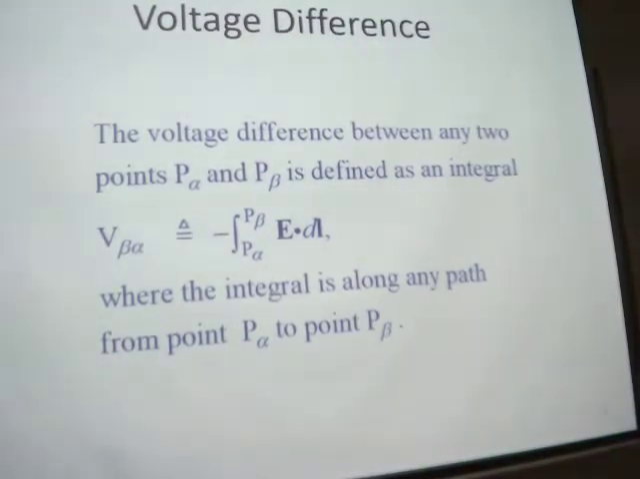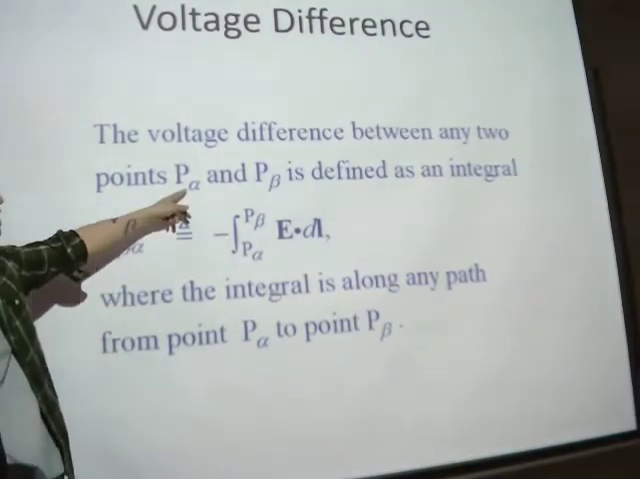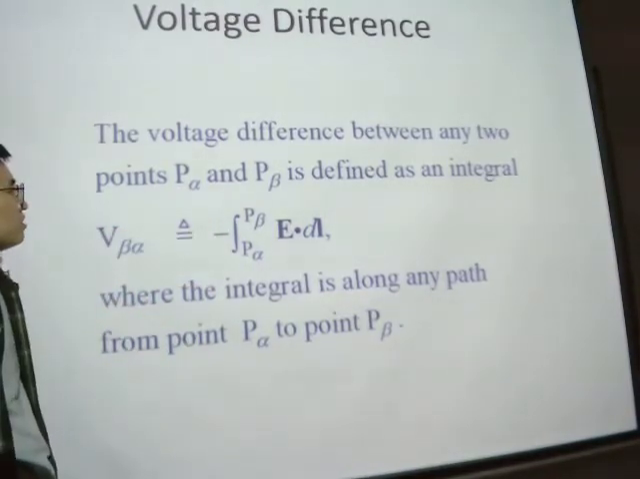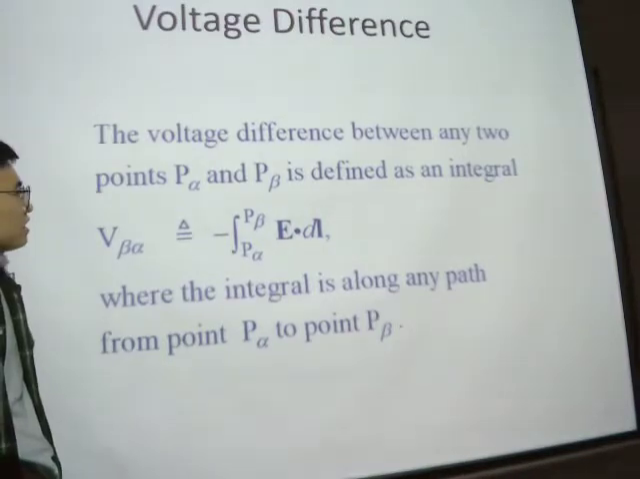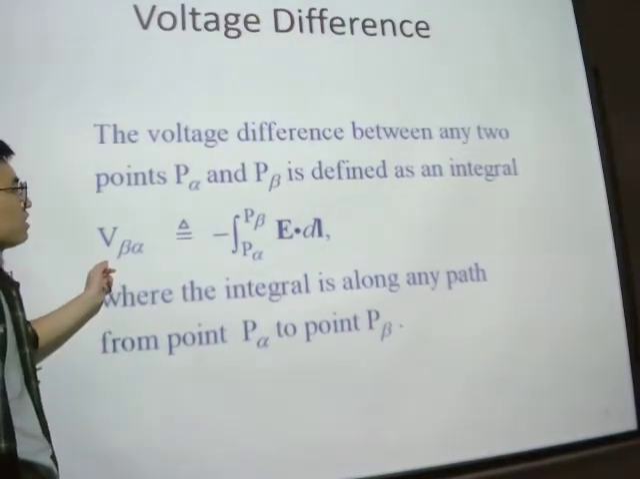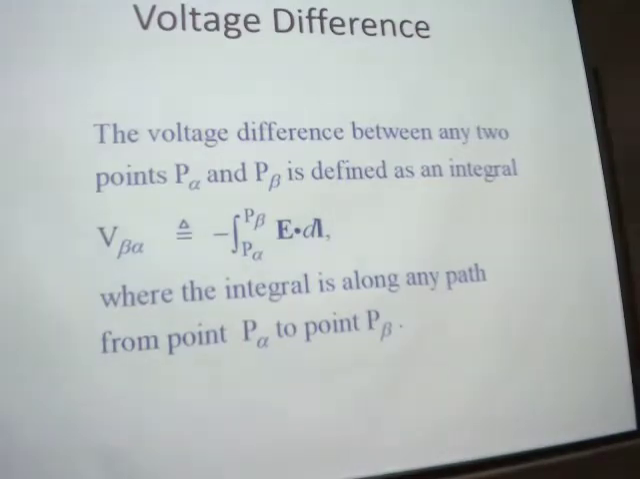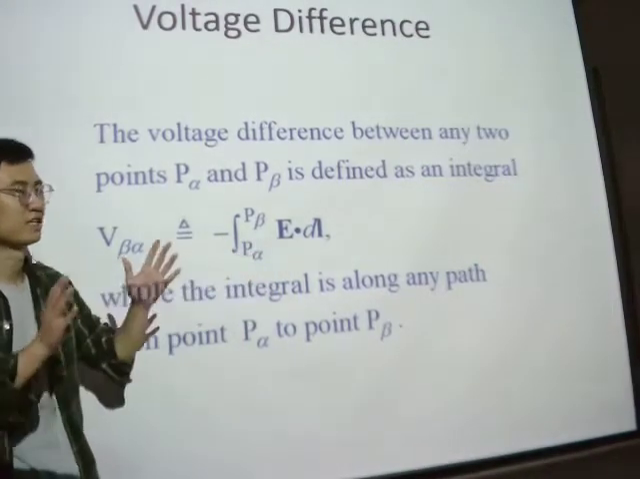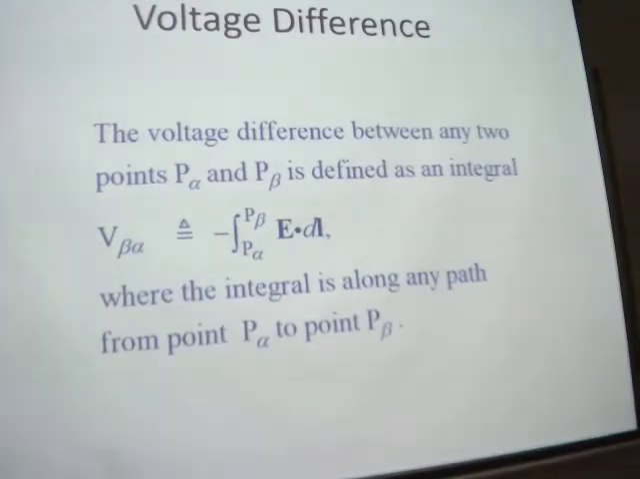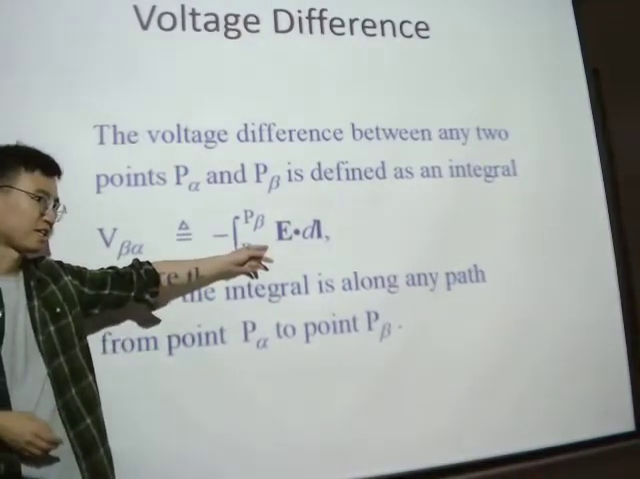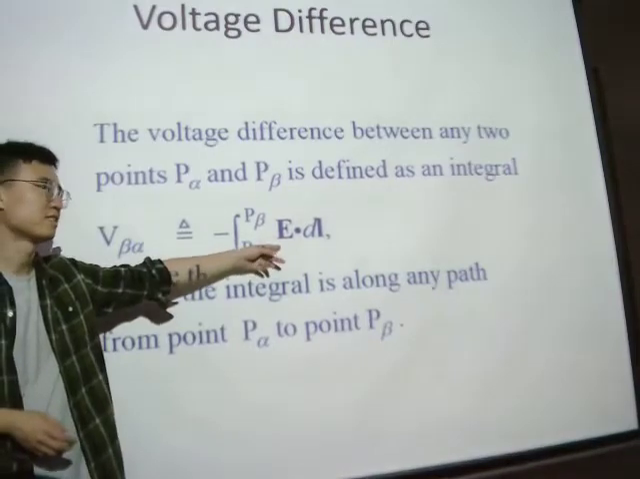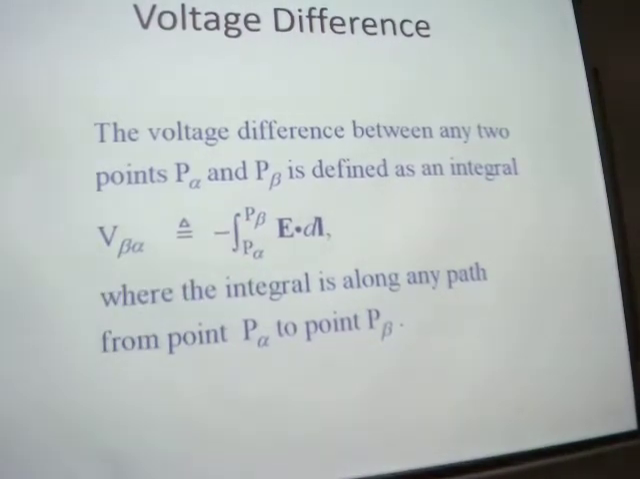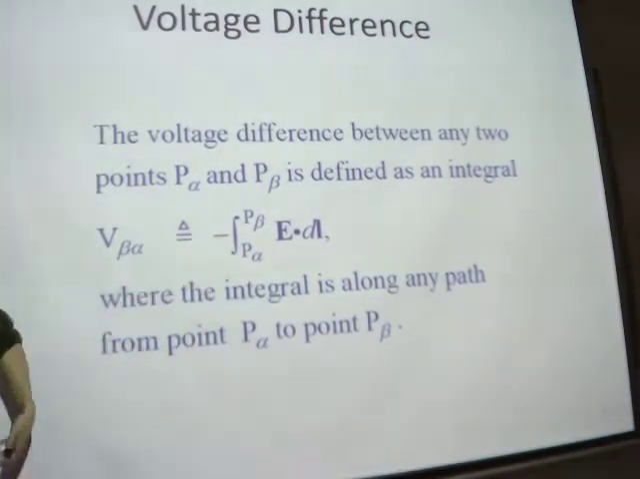But here, in two points, we will just assume r and theta. In the two points, we can use the integration to define the voltage difference between these two points. It's actually the integration of the electric flux density from this point alpha to theta. Why is there a minus?